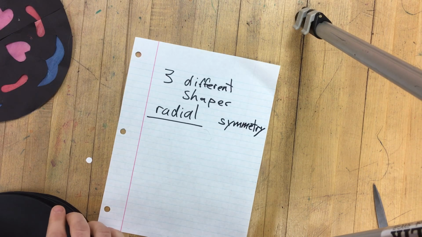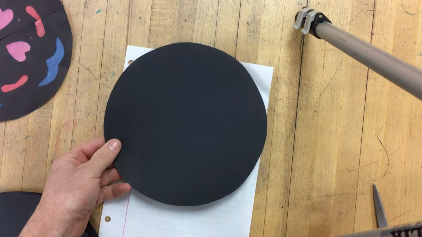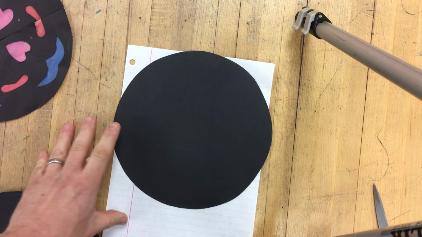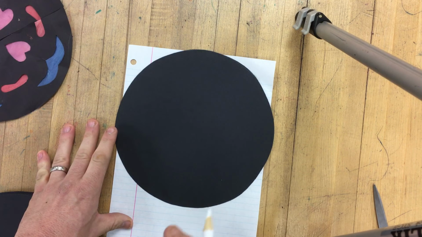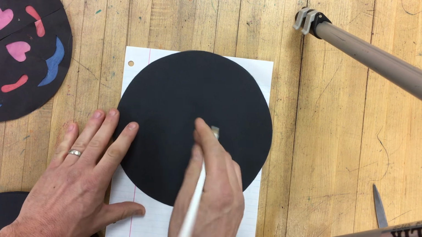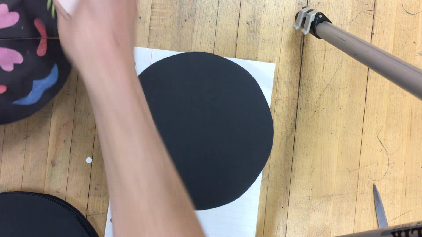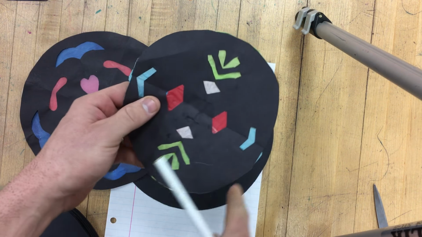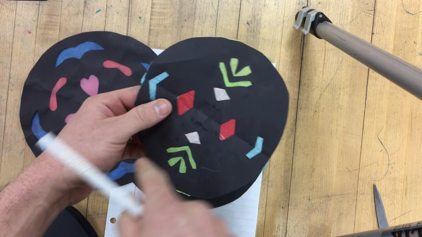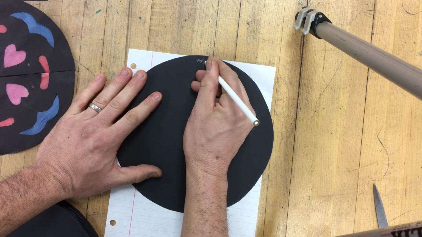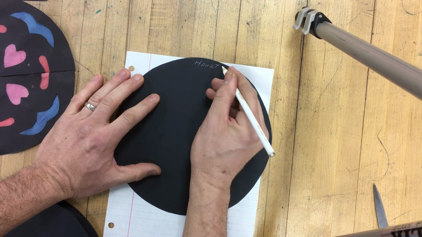So class, we are going to start with a blank black piece of paper like this. We're going to take a white colored pencil because we need to put our name on it. And when we put our name on it, we're going to put it around the outside edge because notice, we don't cut away the outside edge at all. We leave that. We only cut in the middle. So I'm going to write on the edge, Houston.